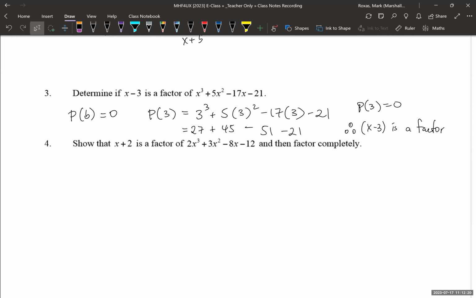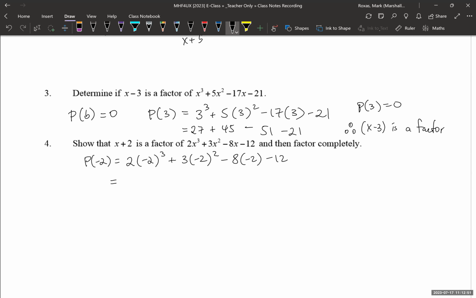Number 4, let's show that x plus 2 is a factor of this polynomial, 2x cubed plus 3x squared minus 8x minus 12, and then factor completely. Okay, so we're going to get into factoring now. All right, so let's show first that this is a factor. So let's say p of -2. We plug that into our polynomial, 2 times -2 cubed plus 3 times -2 squared minus 8 times -2 minus 12. What does that evaluate to?